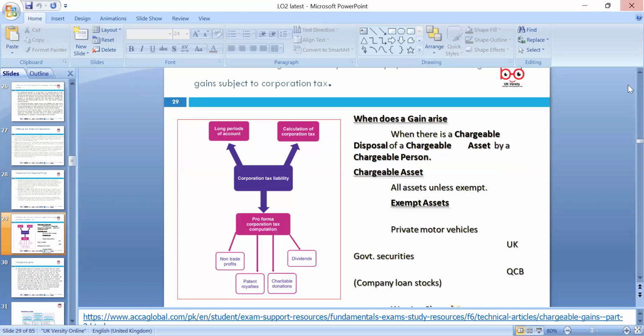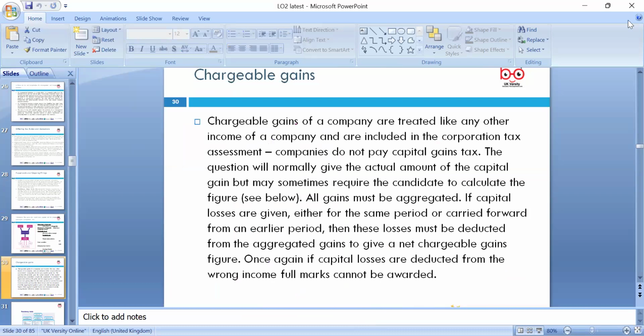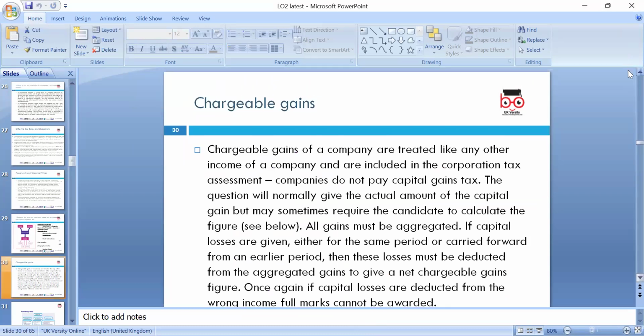Next, we look at when a gain arises on a chargeable disposal of assets. We need to make sure all assets are covered unless they are exempt, such as private motor vehicles, government securities and qualifying loans. I have copied the link here if you want to look at some examples, which we will go through in the assignment discussion.